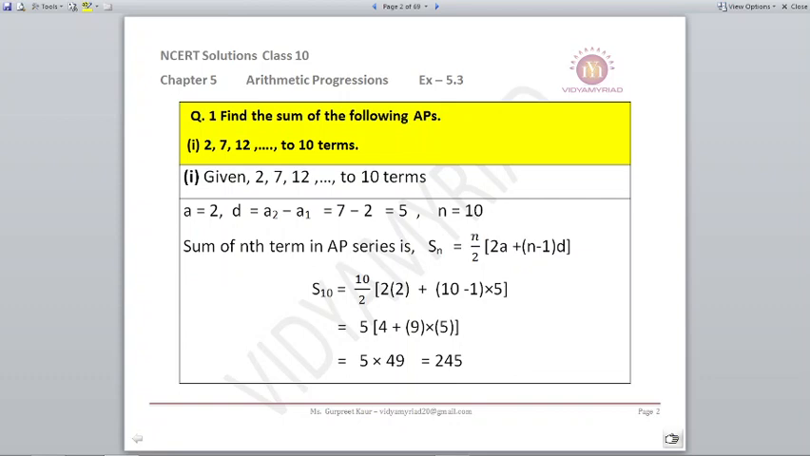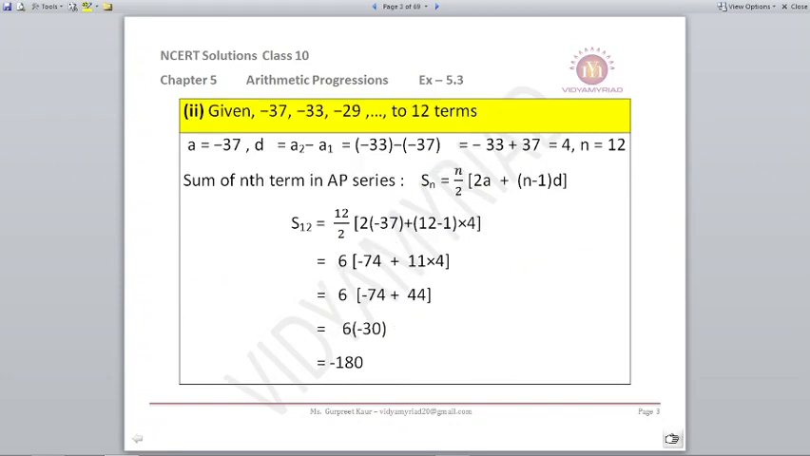S10 means you should know the formula for Sn series, that is n upon 2 [2a plus (n minus 1)d]. So we have here n is 10. So S10 will be 10 upon 2 into [2 into a, plus n minus 1 will become 9, 10 minus 1 is 9, and d is 5]. On solving this, S10 comes out to be 245.